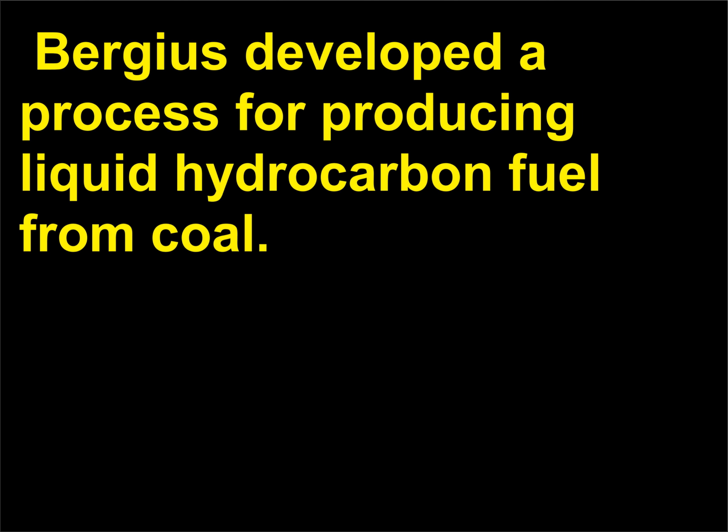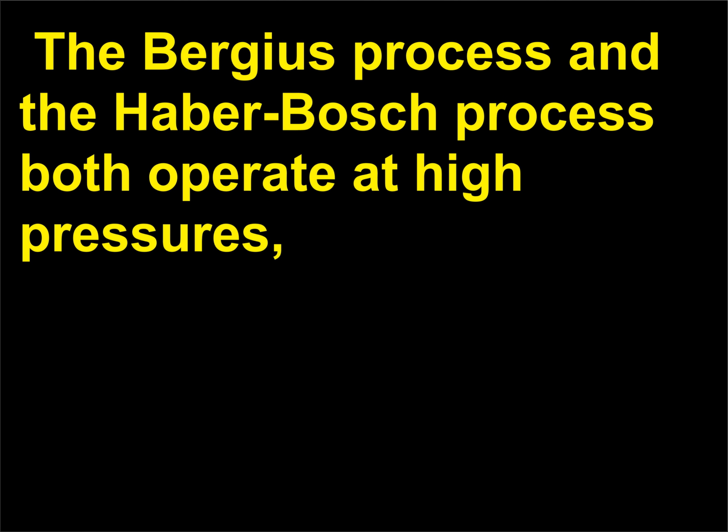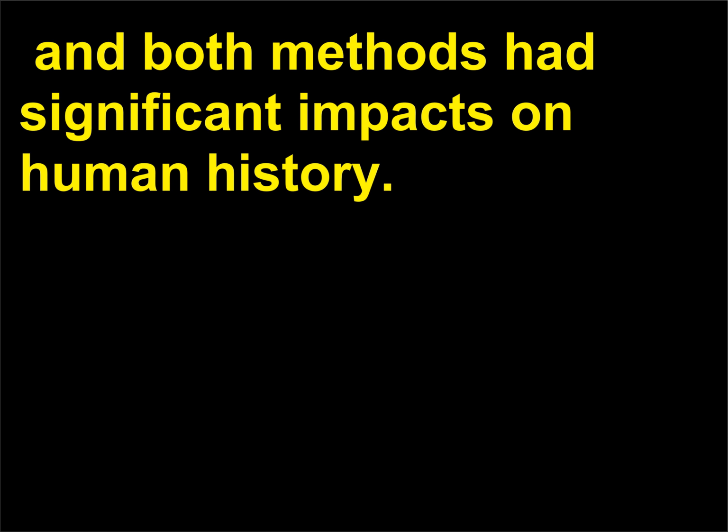Bergius developed a process for producing liquid hydrocarbon fuel from coal. Bosch also worked on the so-called Bergius process, after Bergius sold his patents to BASF, where Bosch was working at the time. The Bergius process and the Haber-Bosch process both operate at high pressures, and both methods had significant impacts on human history.